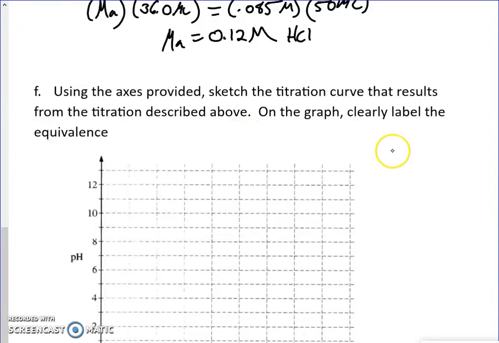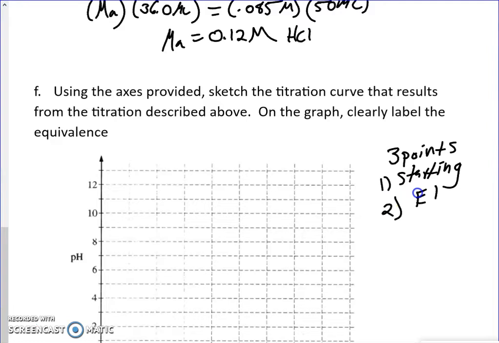Okay, so there are 3 main points that we have to get here. First and foremost, the starting point, which is before the titration even starts. The second main point that we typically want on here is the equivalence point. And the third point is some type of ending point, meaning after the equivalence point, really. So guess what? They've given you all the information you need. You just have to go back up and grab it.